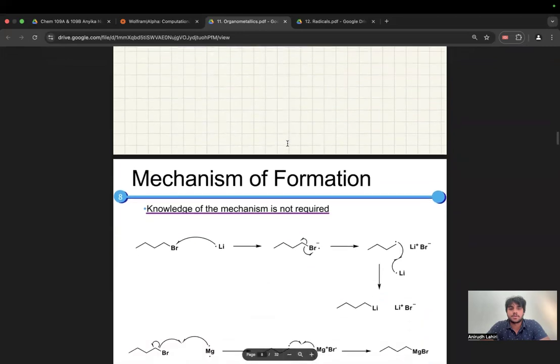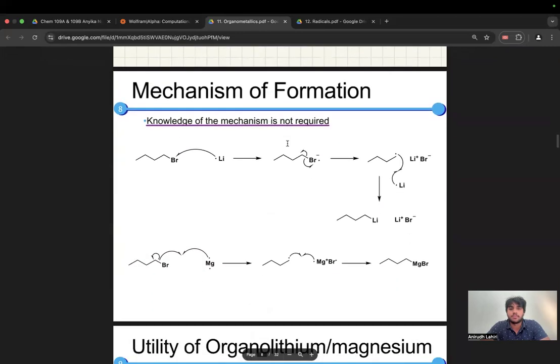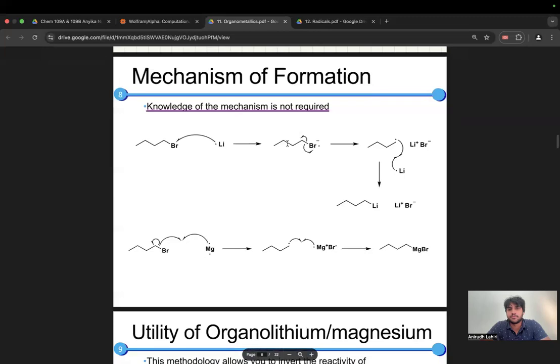Okay. Mechanism of formation: knowledge of the mechanism is not required. It goes through a radical reaction.